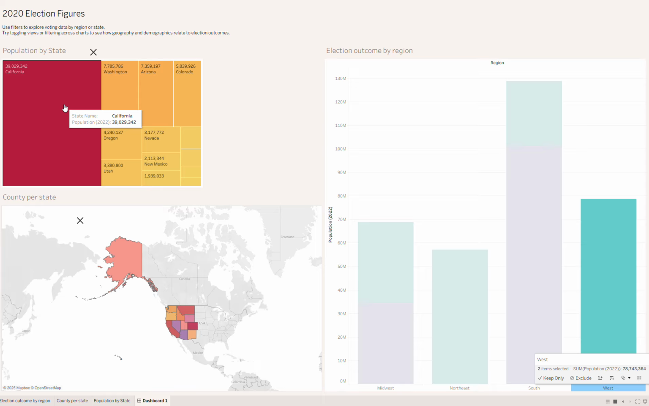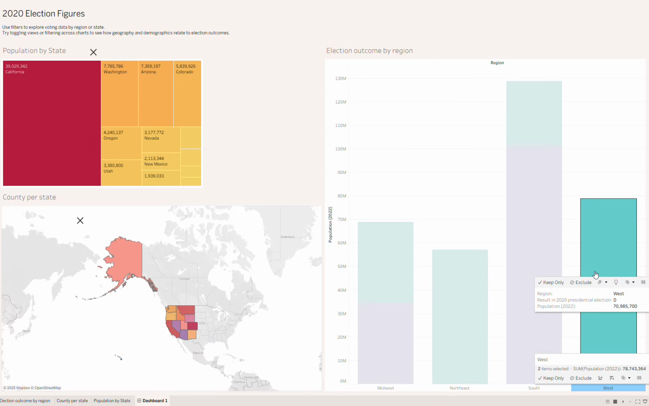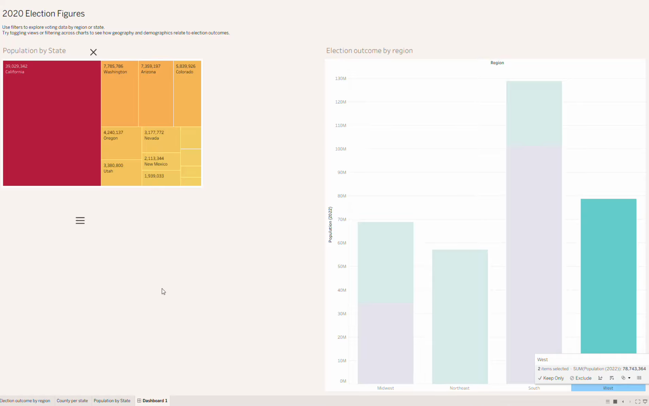We can see Democratic votes dominate in this region at 70 million. This reflects political tendencies of the West Coast. This filter helps us zoom in on regional dynamics. And you can see the county on the map. You might not want to view this, so you can also hide that chart there.